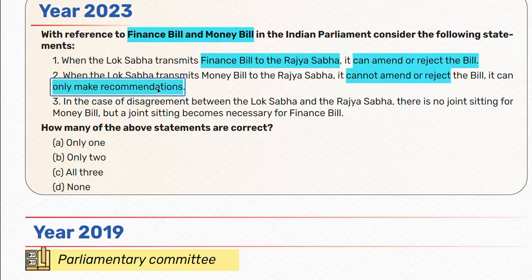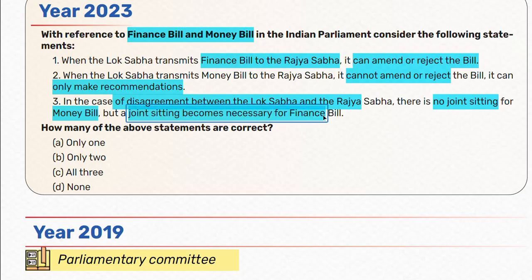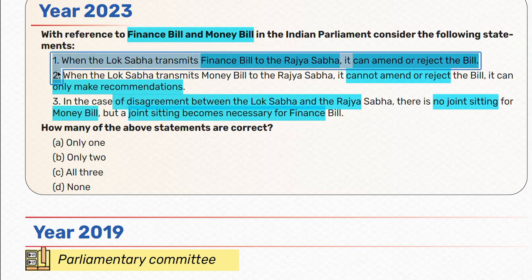This is also true. In case of disagreement between the Lok Sabha and Rajya Sabha, there is no joint sitting for the money bill, but a joint sitting becomes necessary for a finance bill. I don't know about this. So two out of three are correct, and I don't know about one. So we'll leave this question.